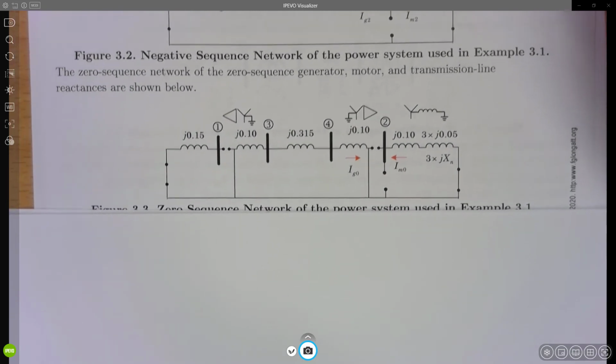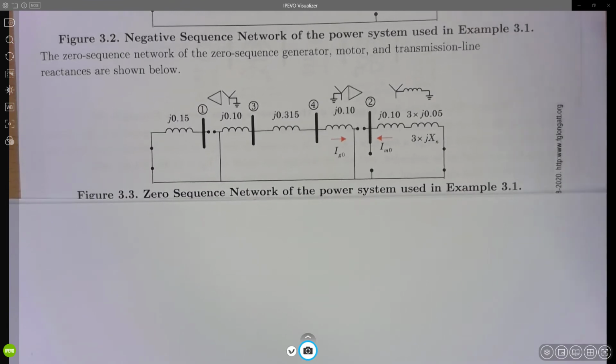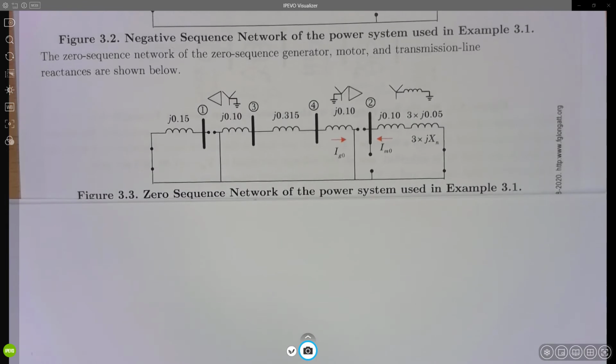Let's talk about the zero sequence. Well, as you must remember, for zero sequence it is extremely important that you take into account the connection between neutral points and ground. Okay, it's extremely important because they will define the proper zero sequence model that you need to use in your zero sequence network. Okay, let's start here.